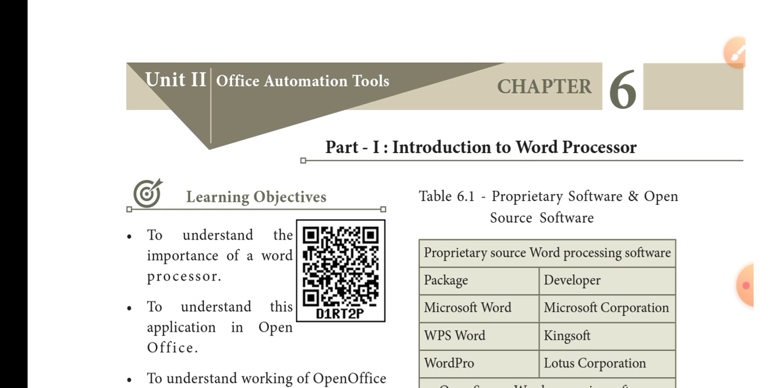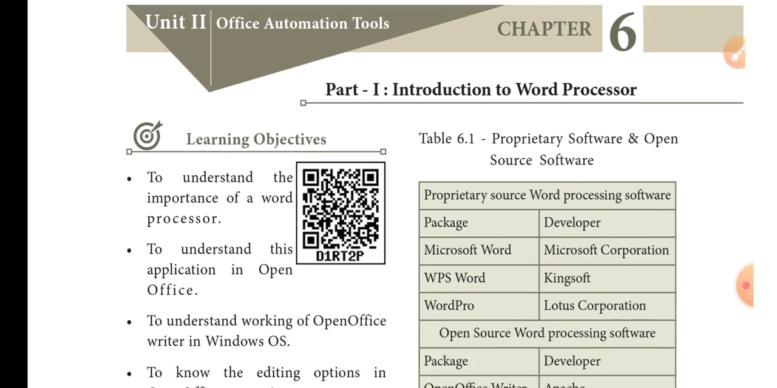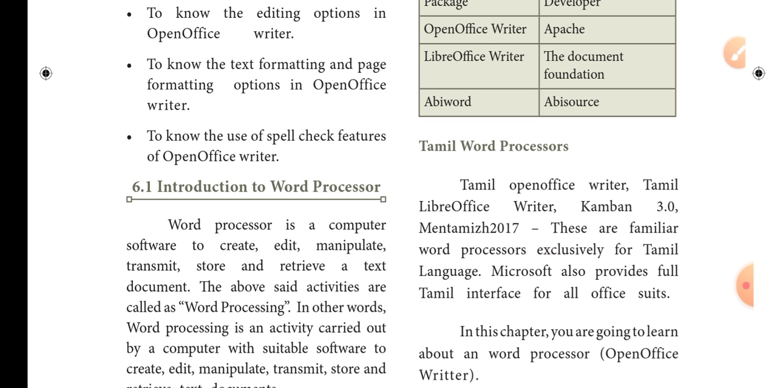Last class we discussed office automation tools. Office automation tool means a set of software packages that are used for official purposes. Then we discussed word processor. Word processor means a software package to create, edit, manipulate, transmit, store and retrieve text documents.